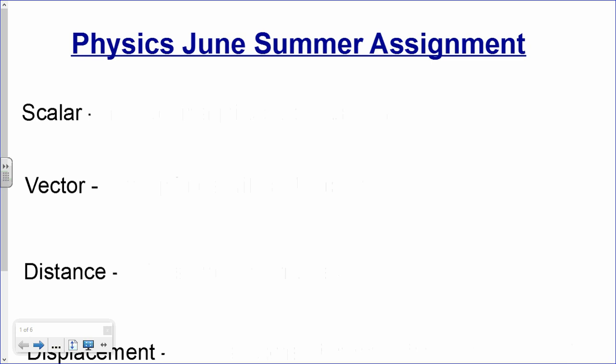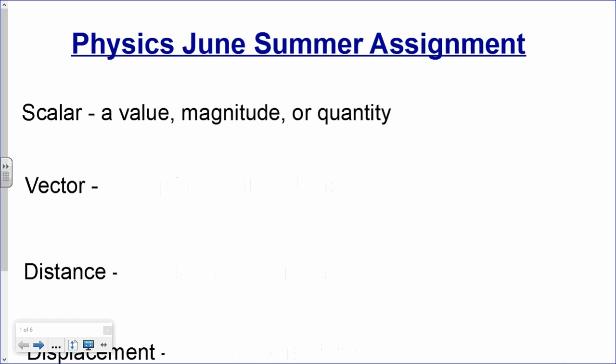So for the first section, the first term that I'm going to talk about is a scalar. A scalar is just a value or a magnitude or a quantity. An easy example of a scalar would be mass. You can't do anything besides say, hey, this is how much mass something has. It's 2 kilograms or something like that.